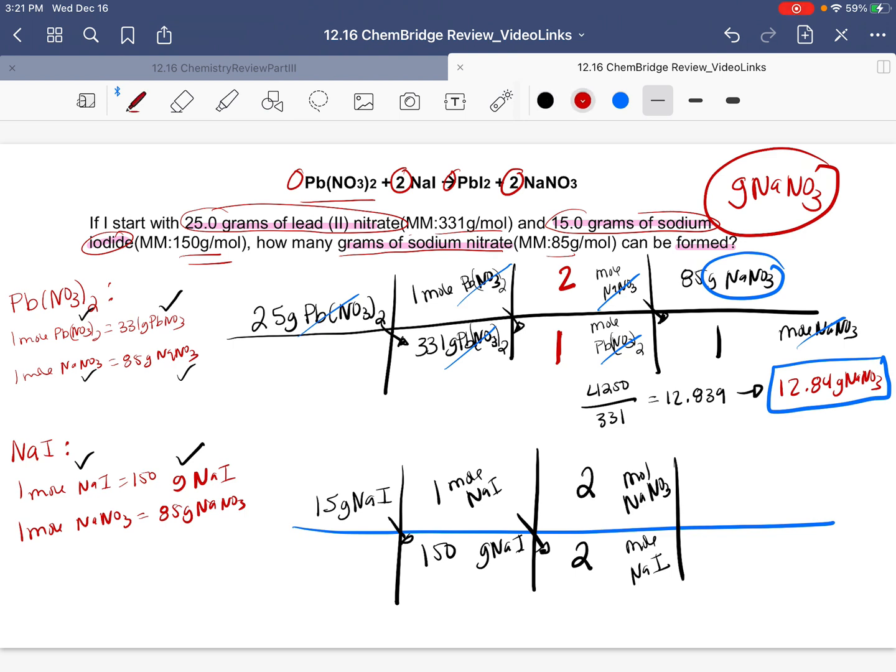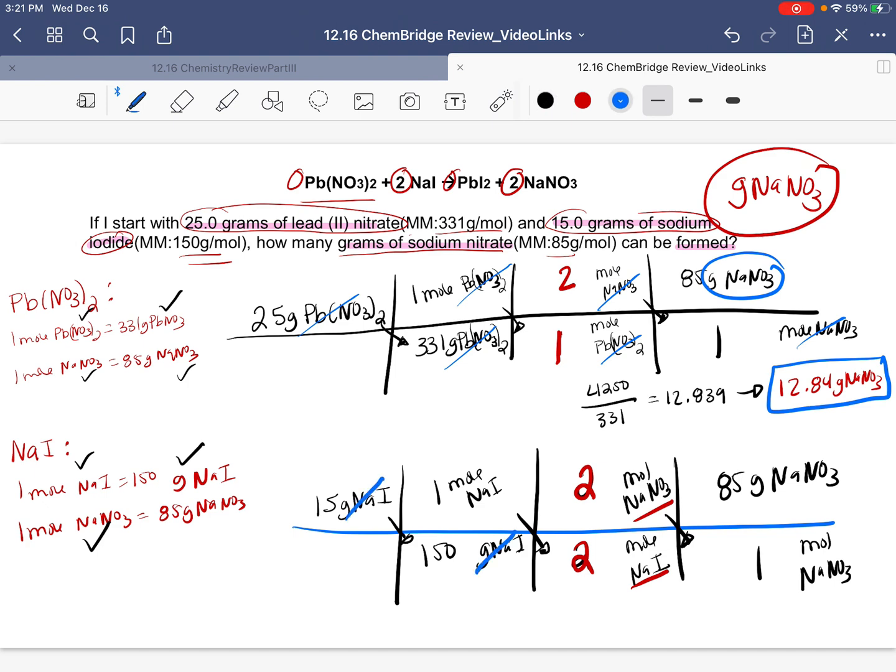So once I have those numbers in there, this is where that big switch happened. I went from sodium iodide to sodium nitrate. And then I can continue. So now that I have moles of sodium nitrate, I will carry it down. And I look at my conversion factor, and 1 mole sodium nitrate is going to equal 85 grams of sodium nitrate. Again, I can check my work by crossing out the units.